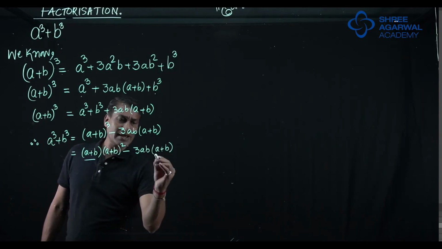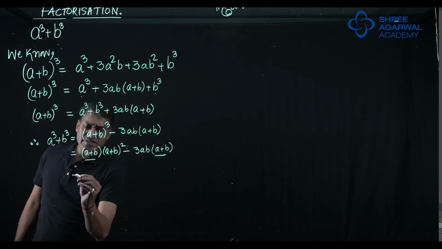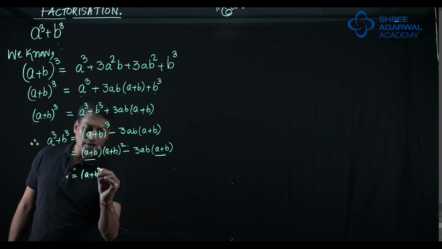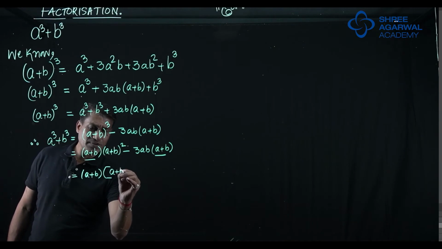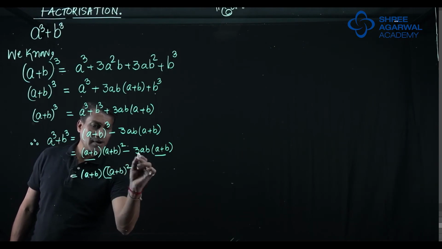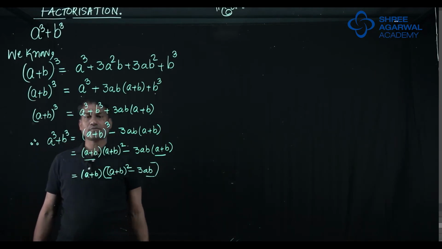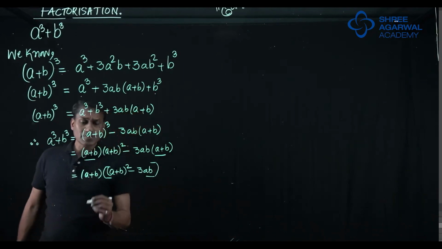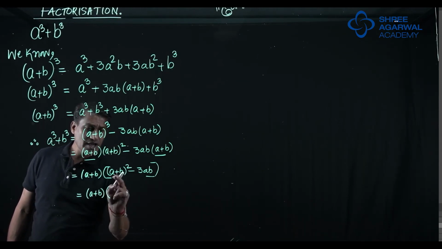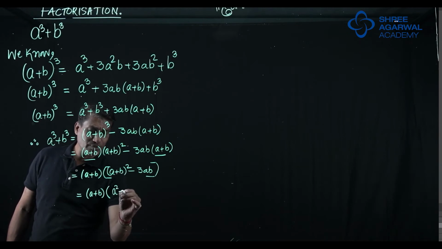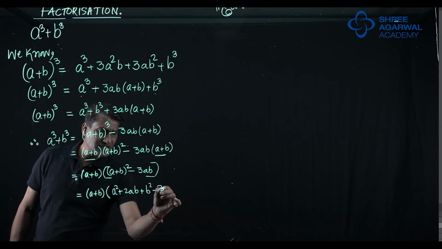Now sir, this bracket is common in both the terms. We can take it common. So in the next step, I am going to take a plus b common. What remains inside is (a plus b) square minus 3ab. Now we have to simplify inside the bracket. So this is a plus b, no change. (a plus b) square is a square plus 2ab plus b square minus 3ab.